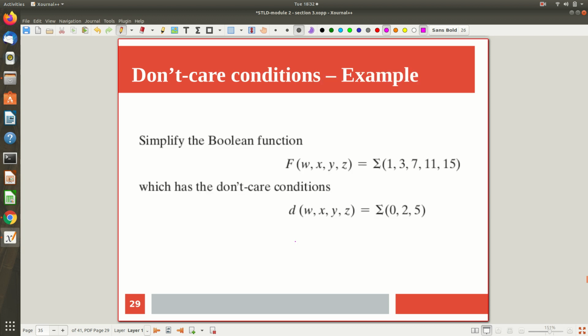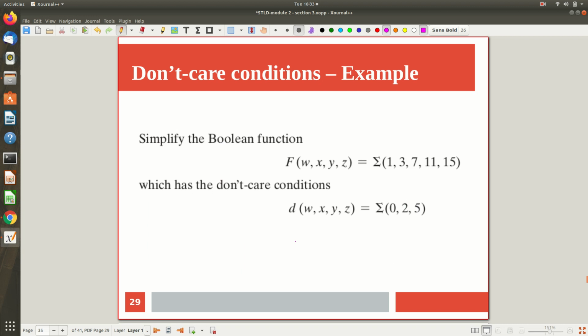Okay, so this is what you are supposed to simplify. The simplification procedure is given, but I think we will do it here so that you can correlate things. So let me draw a small map. 16 cells are needed anyway. I'm trying to draw it here. 4 rows and 4 columns, the variables are w, x, y, z.